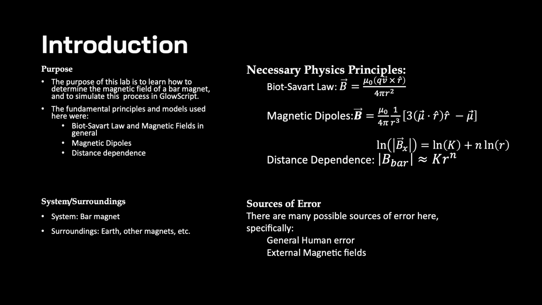The fundamental principles and models used here are the Biot-Savart law, magnetic fields in general, magnetic dipoles, and distance dependence. The system here was the bar magnet, and the surroundings were Earth and other magnets, etc. The necessary physics principle we used was the Biot-Savart law, as you can see there. The magnetic dipole was the formula given to us in the PDF, you can see that there.